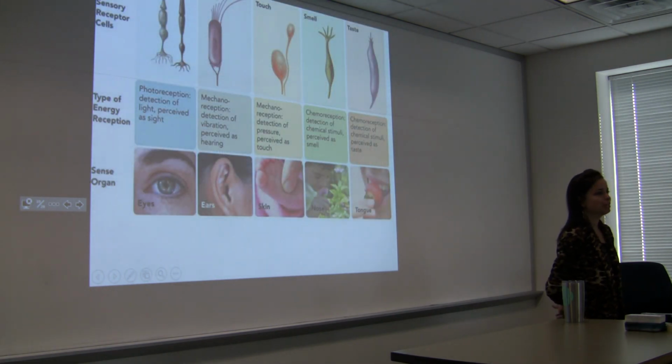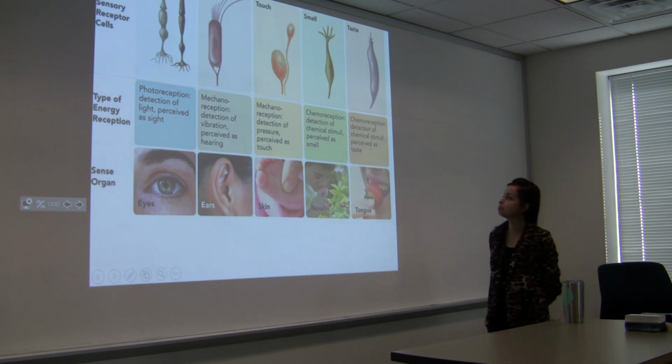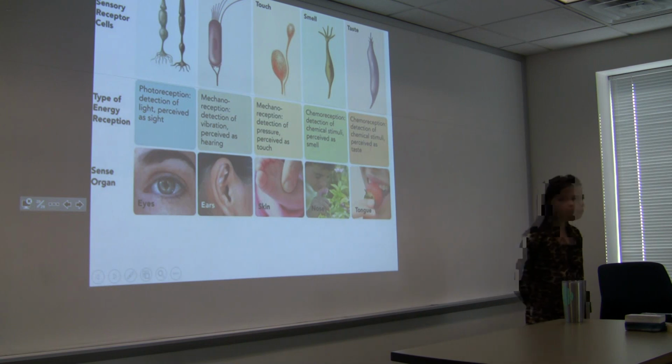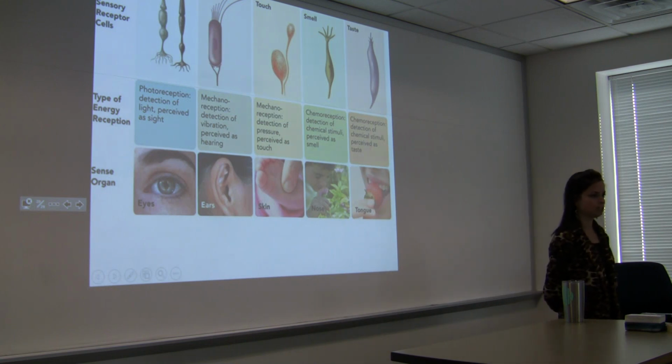This is just a pretty picture of all the different receptors that exist for sensory receptors. You can look at vision, hearing, touch, smell, and taste. They're specialized according to what type of information that they receive and how they have to transmit that.